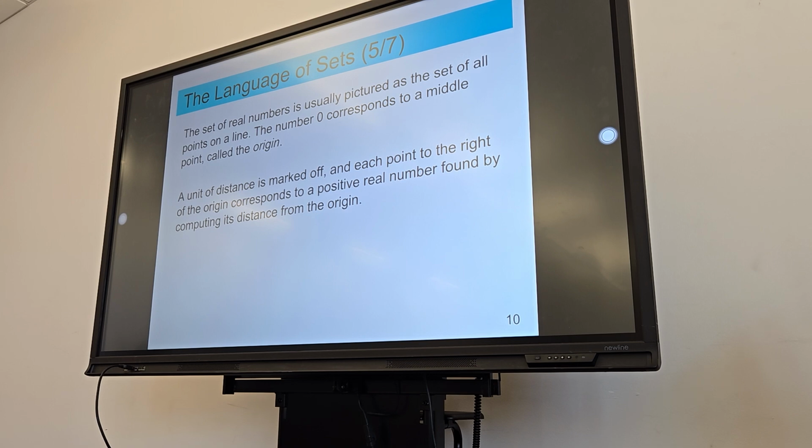You know what real numbers are. It's the set of all points on a line. 0 is in the middle, called the origin. Measure the distance. To the right, it's positive. To the left, it's negative. That sort of thing.